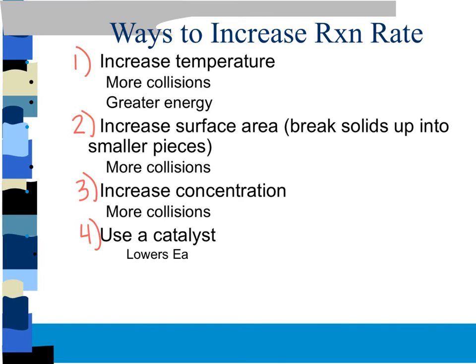Okay, so not only do you need to know these 4 ways to increase the rate, you need to know the ways to decrease the rate, to make the rate slower. So then it would just be the opposite, right? Therefore, what's the opposite of increased temperature? Decreased temperature, right? So you would decrease temperature, therefore that would decrease collisions. And then you would decrease surface area, you would decrease concentration.